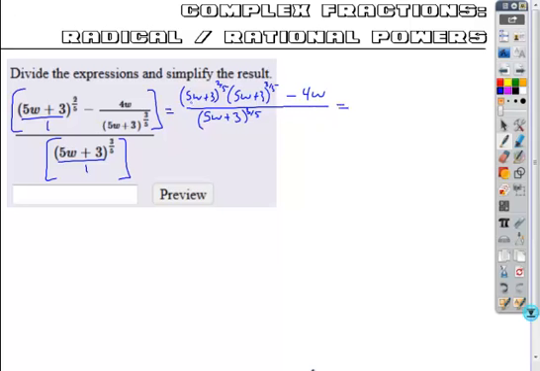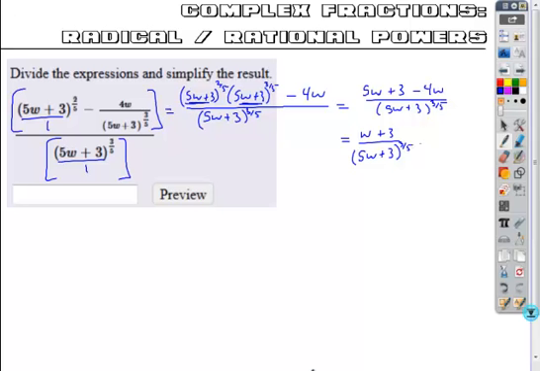When you multiply two exponents with the same base, what do you do with their powers? 2/5 times 3/5 is 5/5, so this gives you 5w plus 3 to the first, 5/5 or first, minus 4w all over 5w plus 3 to the 3/5. So if we continue to simplify the numerator here, 5w minus 4w gives you w plus 3. So this right here would be our numerator written as a single fraction.